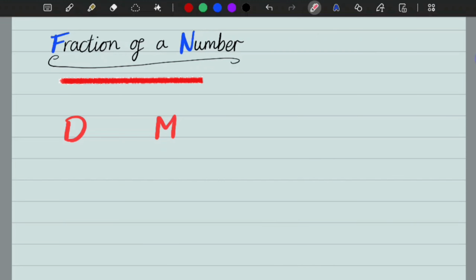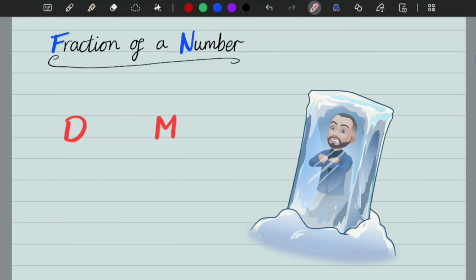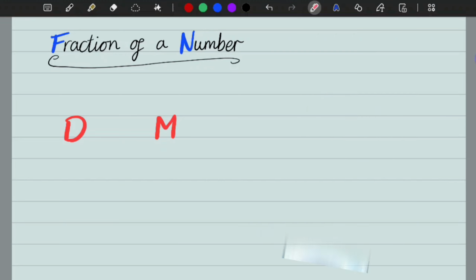Today we're going to look at finding the fraction of a whole number. If you've been frozen, looking at your homework, wondering what to do, then I've got the ultimate trick for you, using the DM method. So let's get started.